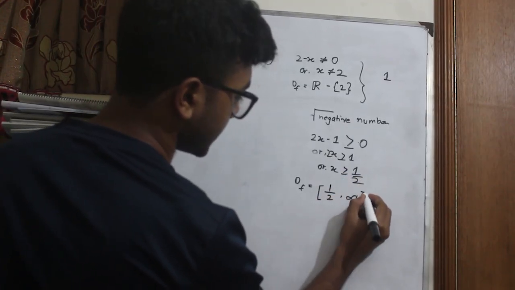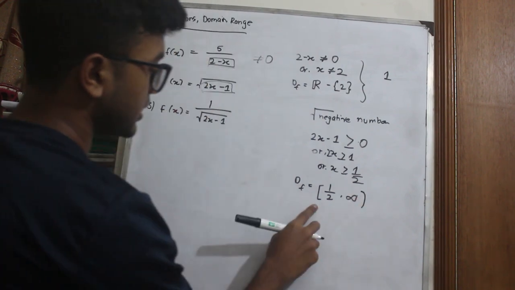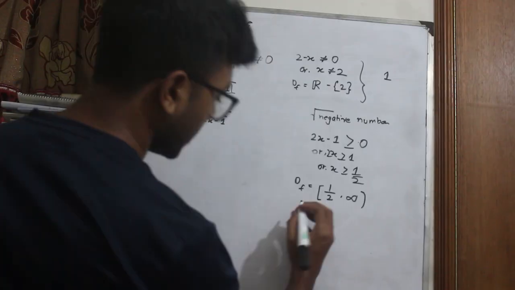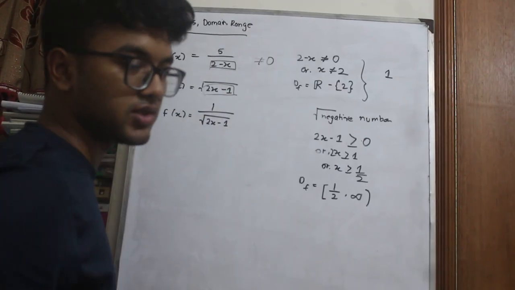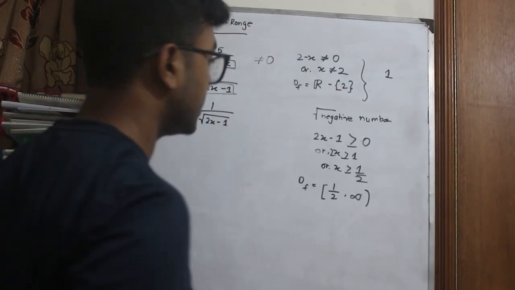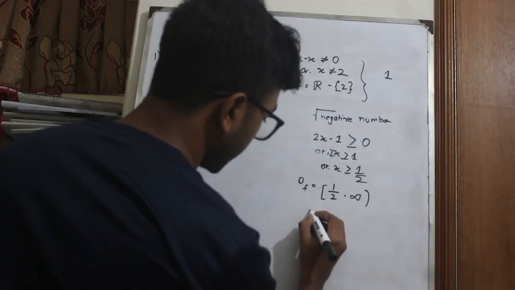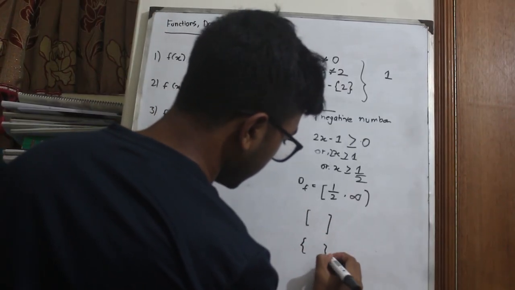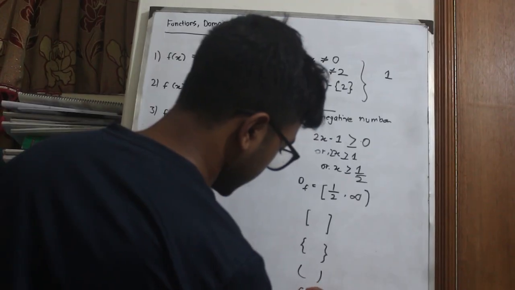Now, if you want the explanation of the brackets here, I can give a very quick one. There are three types of brackets generally, and we use all three in domain and ranges. First of all, this one, this, and this.